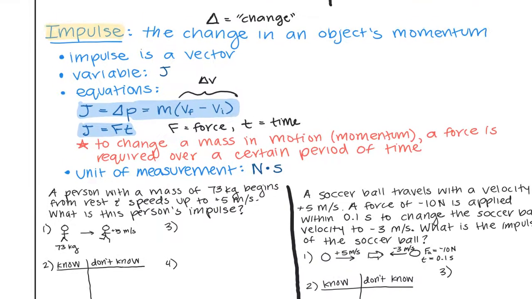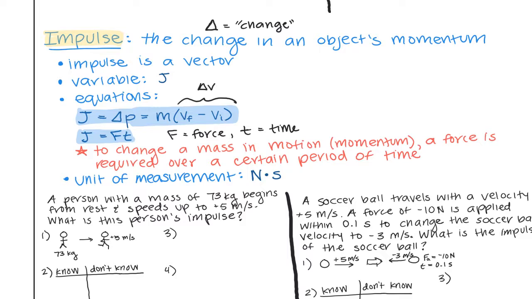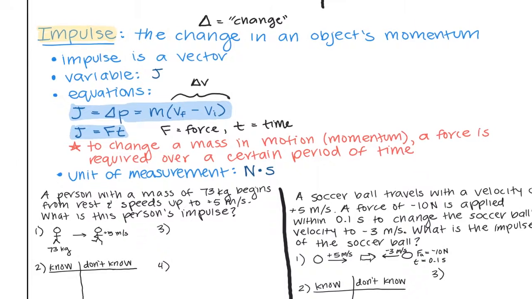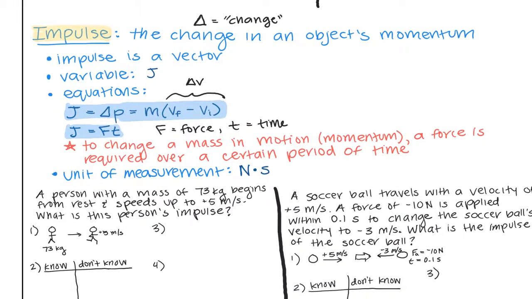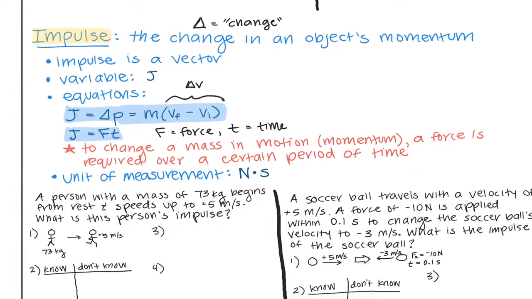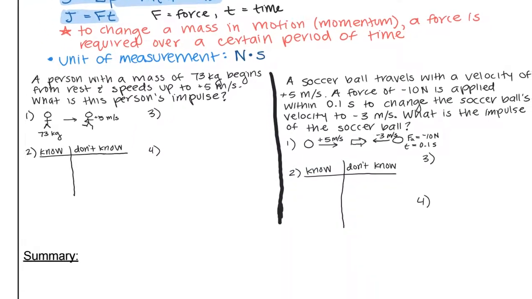The unit of measurement for impulse is newtons times seconds. Again, this makes sense based off of how we are calculating impulse. Force is measured in newtons. Time is measured in seconds. We are multiplying force times time to get impulse. So that's how we get the unit of measurement for impulse: the unit of force, which is newtons, times the unit of time, which is seconds.